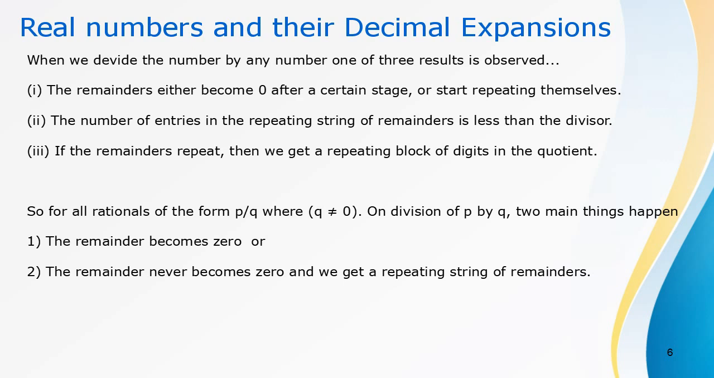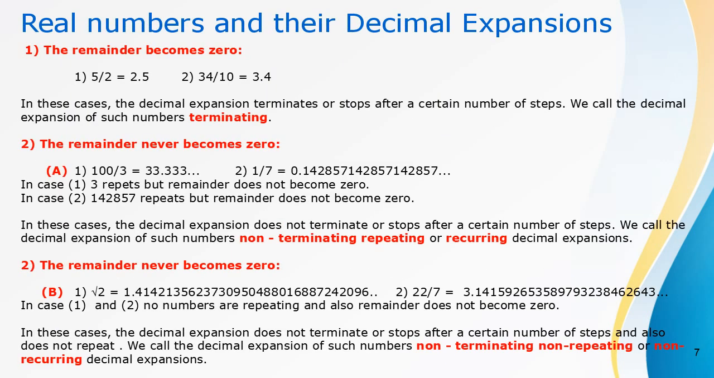So for all rational numbers of the form p upon q, where q is not equal to 0, on division of p by q, two main things happen. 1, the remainder becomes 0, or the remainder never becomes 0 and we get a repeating string of remainders. Now let us take case 1. The remainder becomes 0. Number 1, 5 upon 2 is equal to 2.5, and number 2, 34 upon 10 is equal to 3.4. In these cases, the decimal expansion terminates or stops after a certain number of steps.